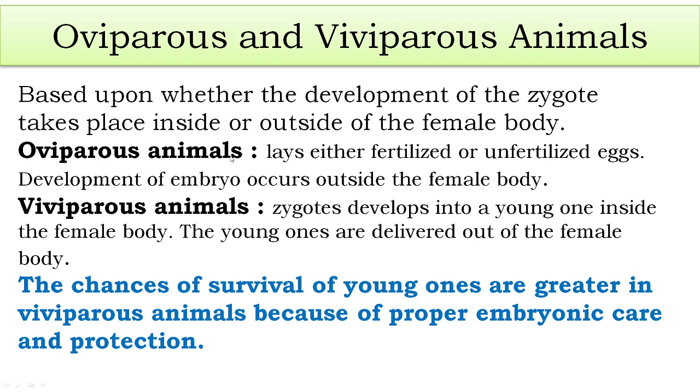Right, they are oviparous animals. So oviparous animals are those who lay either fertilized or unfertilized eggs. That means the development of the embryo occurs outside the female body.